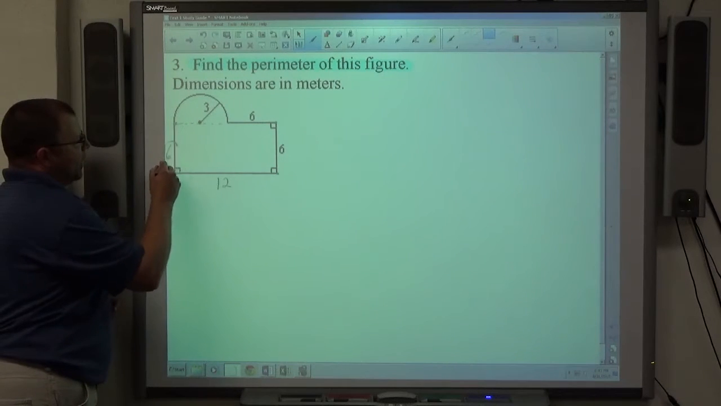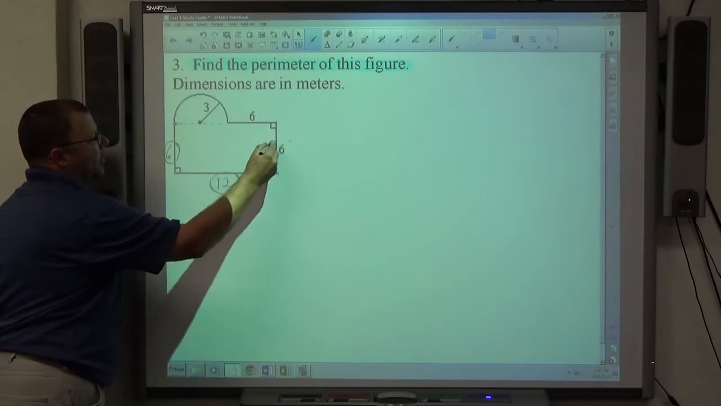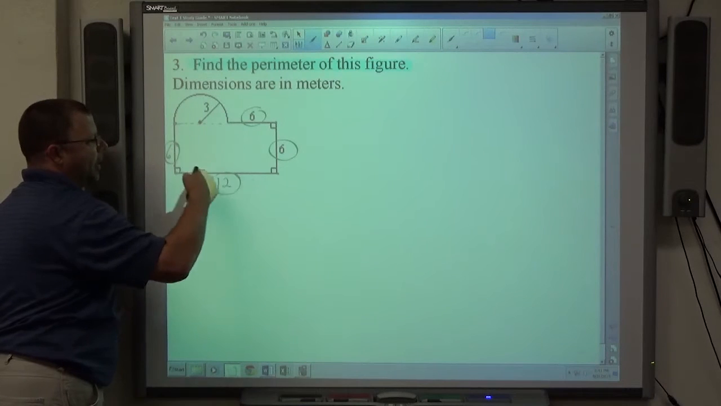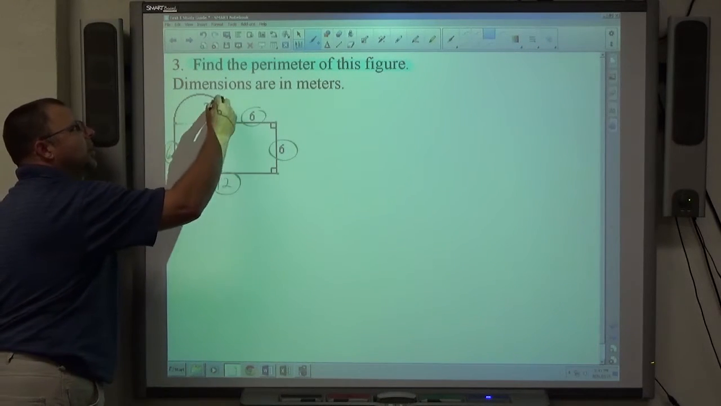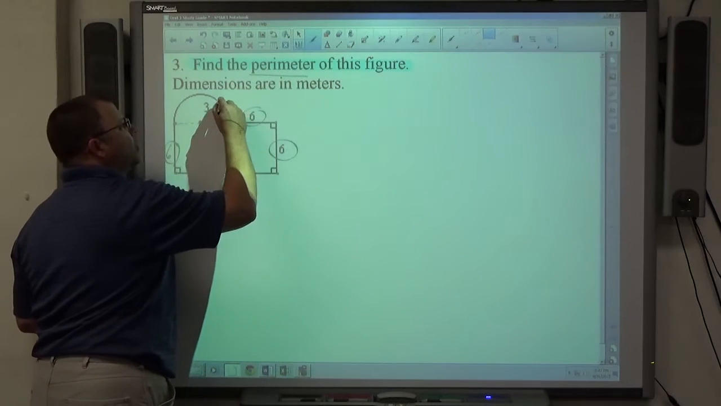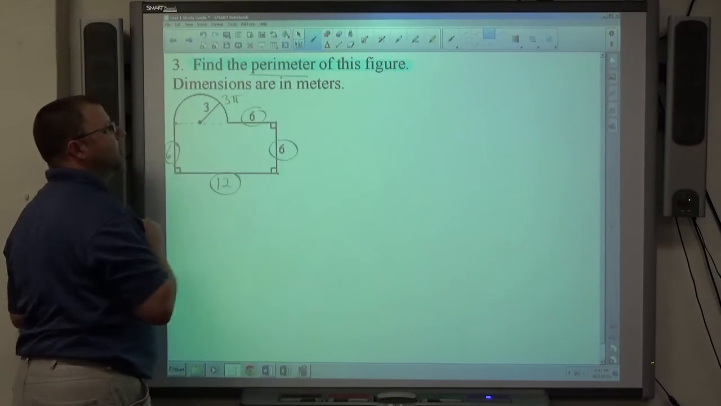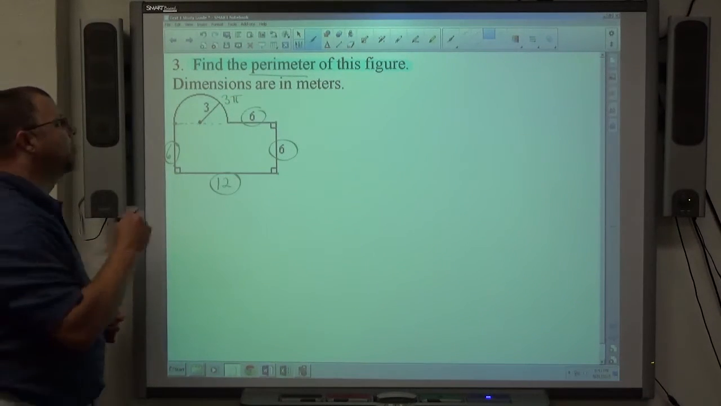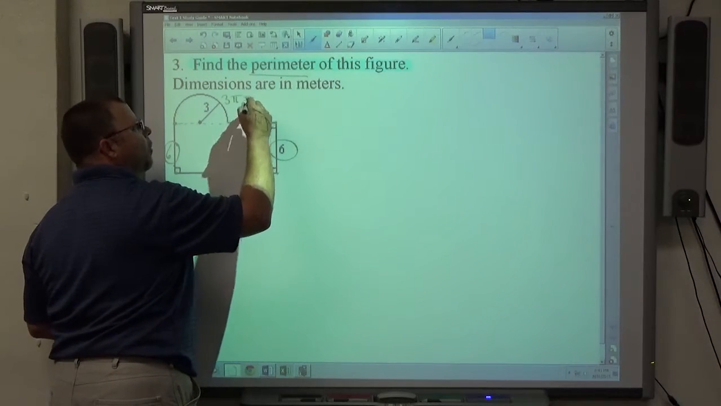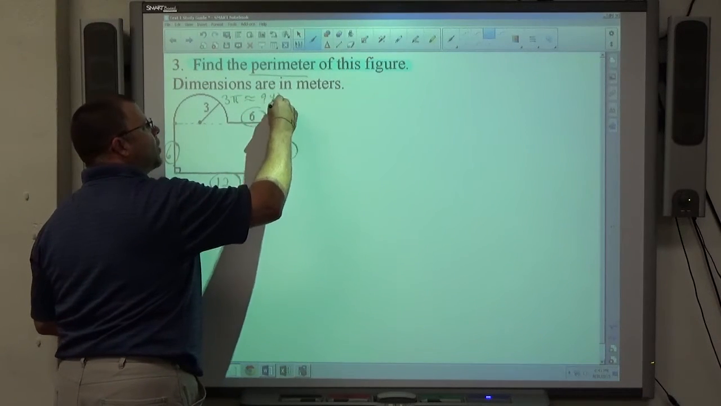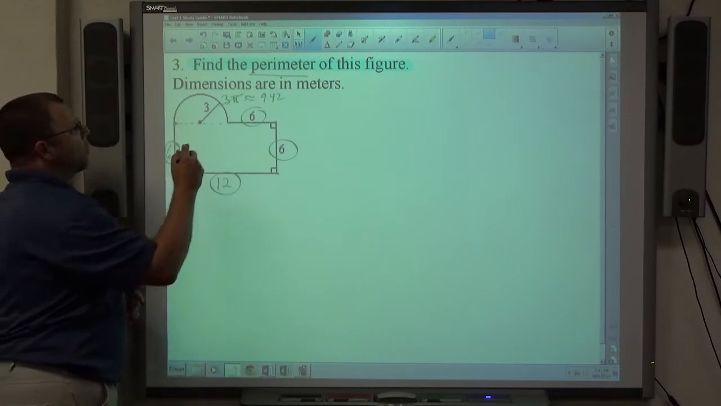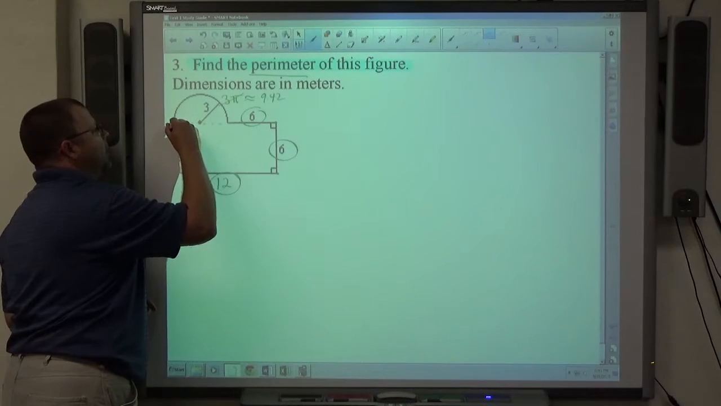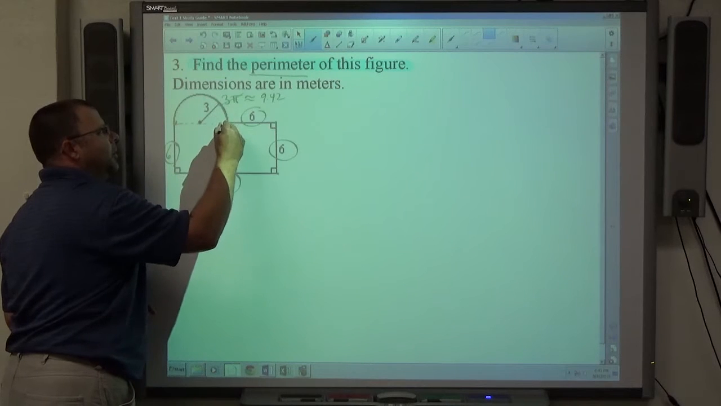So this side, and this side, and this side, and this side are all the straight edges of this figure. The only other piece we need is this semicircle. A semicircle perimeter is always just pi times the radius. So 3 pi in this case, which is about, if we're using 3.14 for pi, 9.42. I would prefer the decimal answer there. So 9.42 represents the length of this piece here.